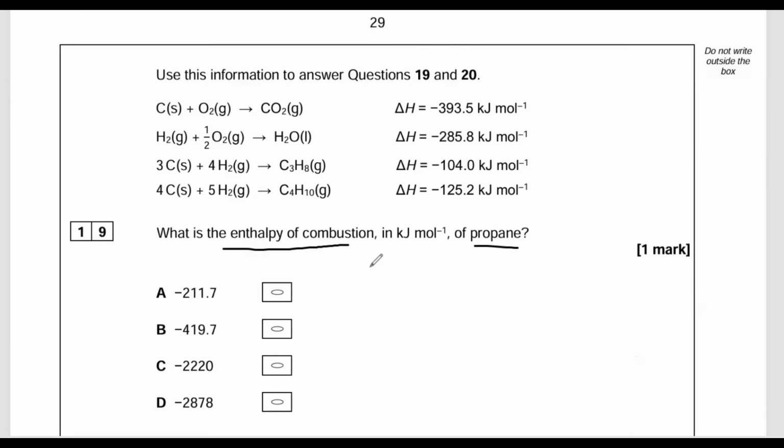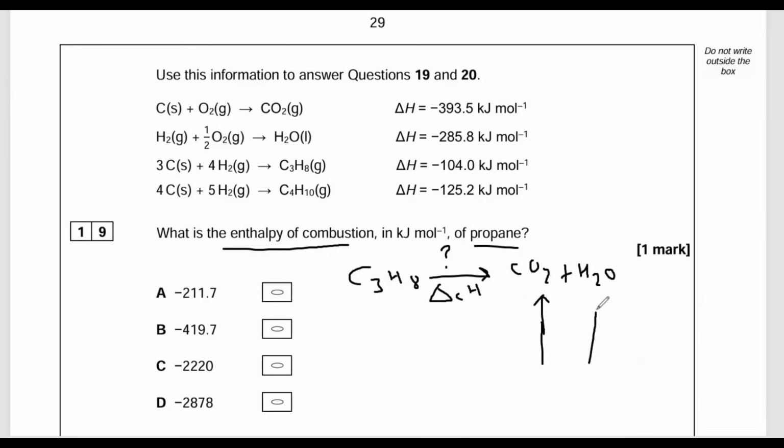Okay, so we're asked to work out the combustion of propane. So I'm going to write the propane combustion. I should really write C3H8 plus O2. You're not going to combust without the O2, but I can't be bothered. So this is the enthalpy of combustion, and we've got carbon dioxide and water on the right-hand side.